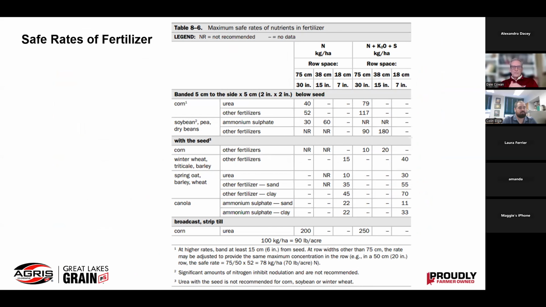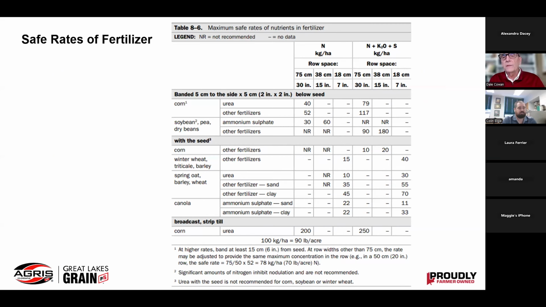So we're talking about this. This is right out of the OMAFRA publication, giving you some guidelines on the total salt. If you look at the second top line there, banded 5 centimeters by 5 centimeters or 2 by 2 inches below the seed, you look at corn, you see urea. The maximum rate of urea is 40 kilograms per hectare in 30-inch rows in a 2 by 2 band.